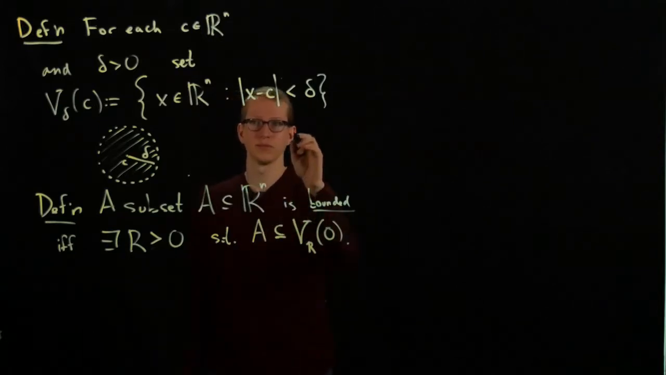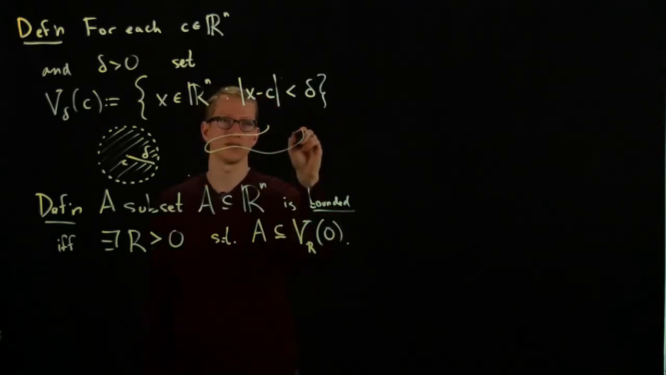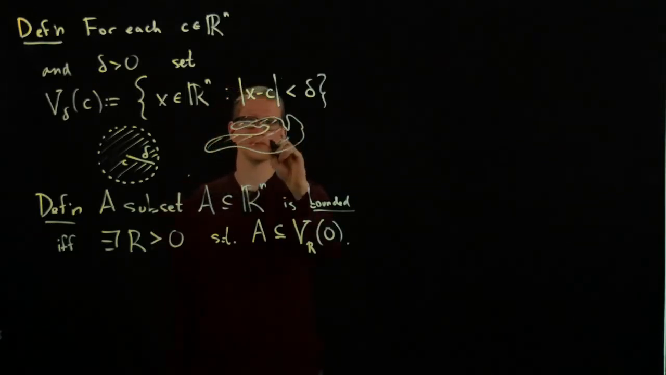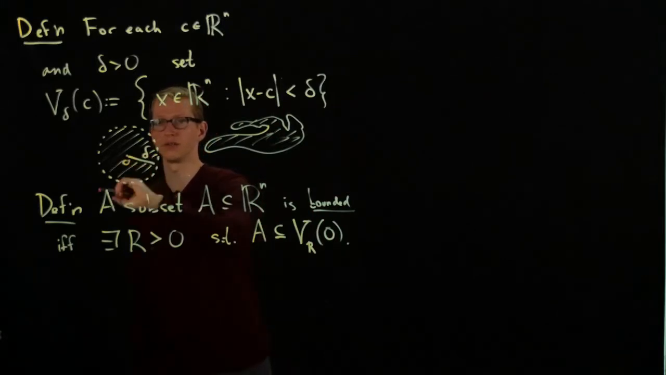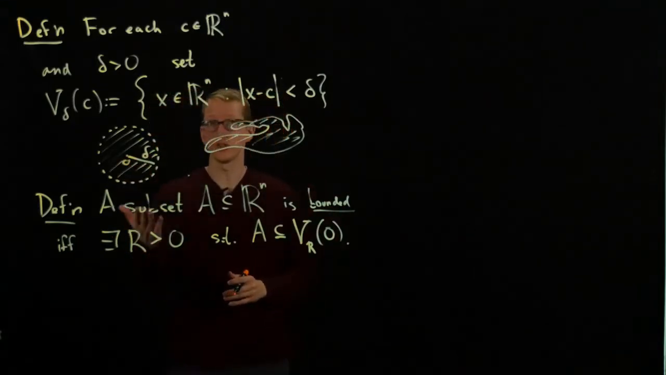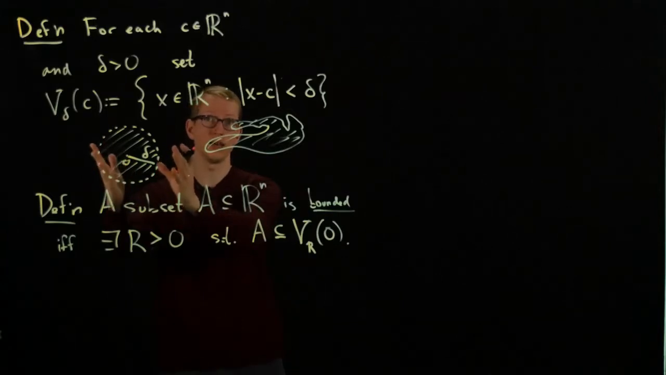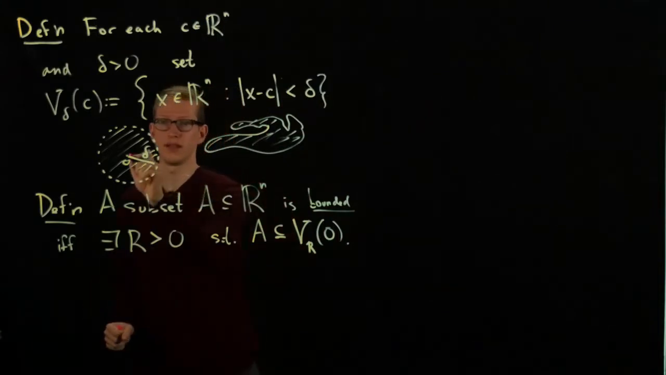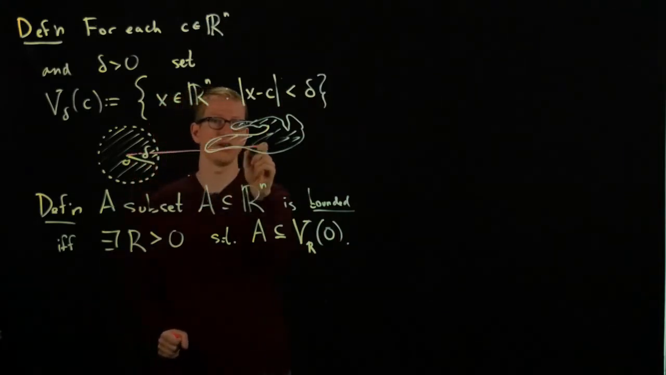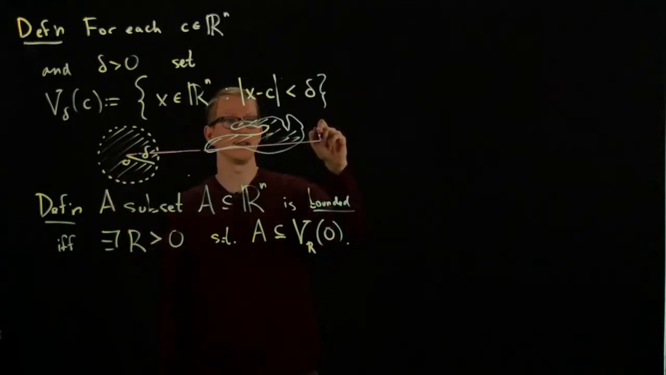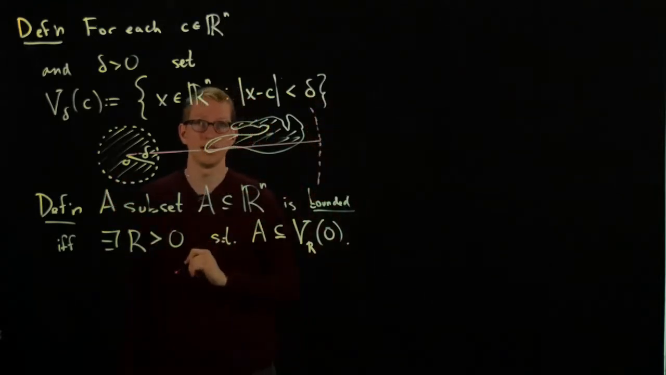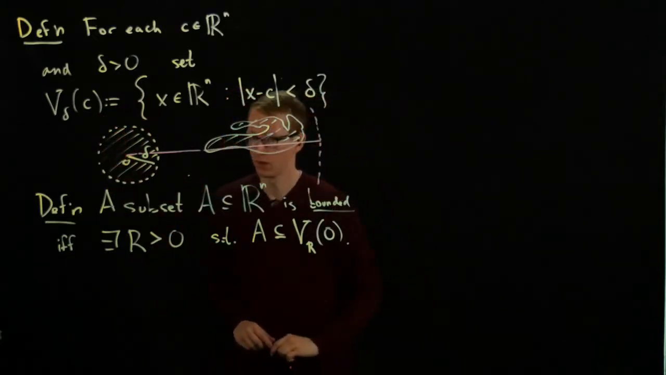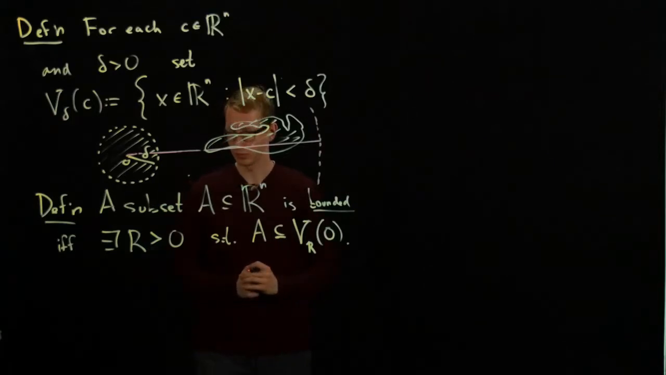So A could be some oblong set, let's say A is something like this. This is A. And let's say this is the origin here, so let me write that as 0. Clearly, if I chose this number, this region is not large enough to contain this one. But if I increased the radius, then I know that there's some radius beyond which this set is finally contained in the open disk around the center. So that's what it means for a subset to be bounded.